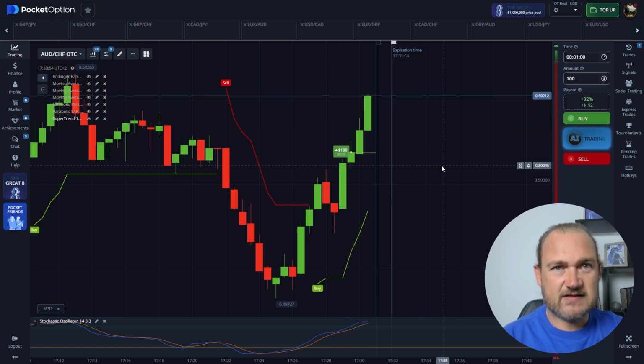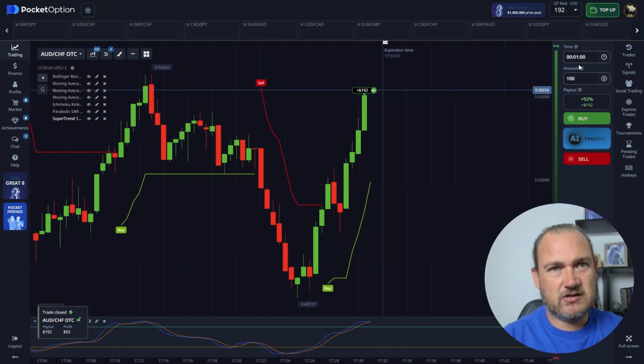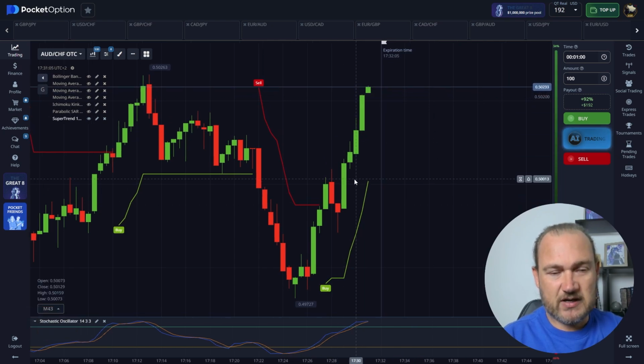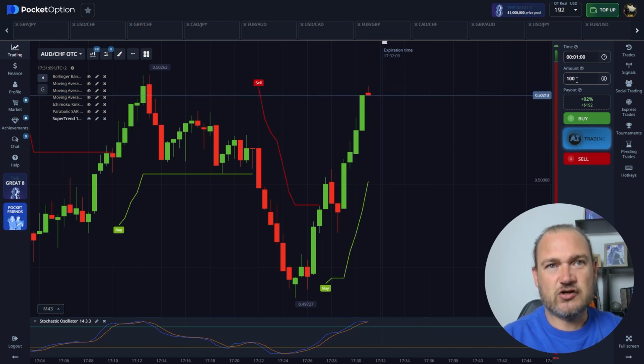This is looking good though. 7 seconds, 6 seconds left. Let's just wait for this to run out. There we go. Good trade. This is how we should be doing it. We waited for the parameters of our strategy to be fulfilled. Once it was, we took the trade.